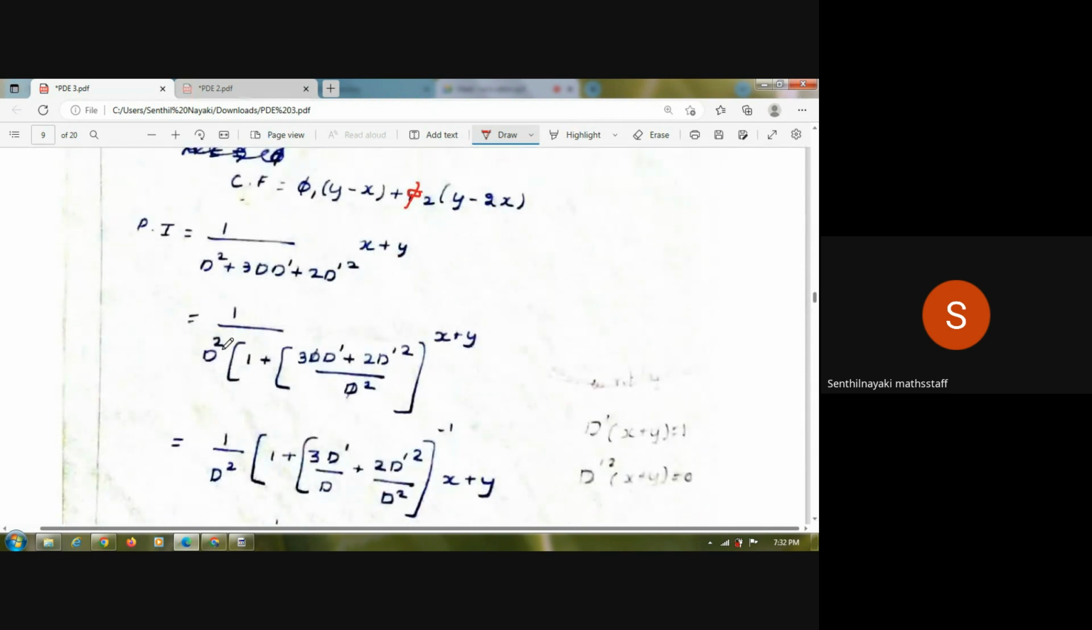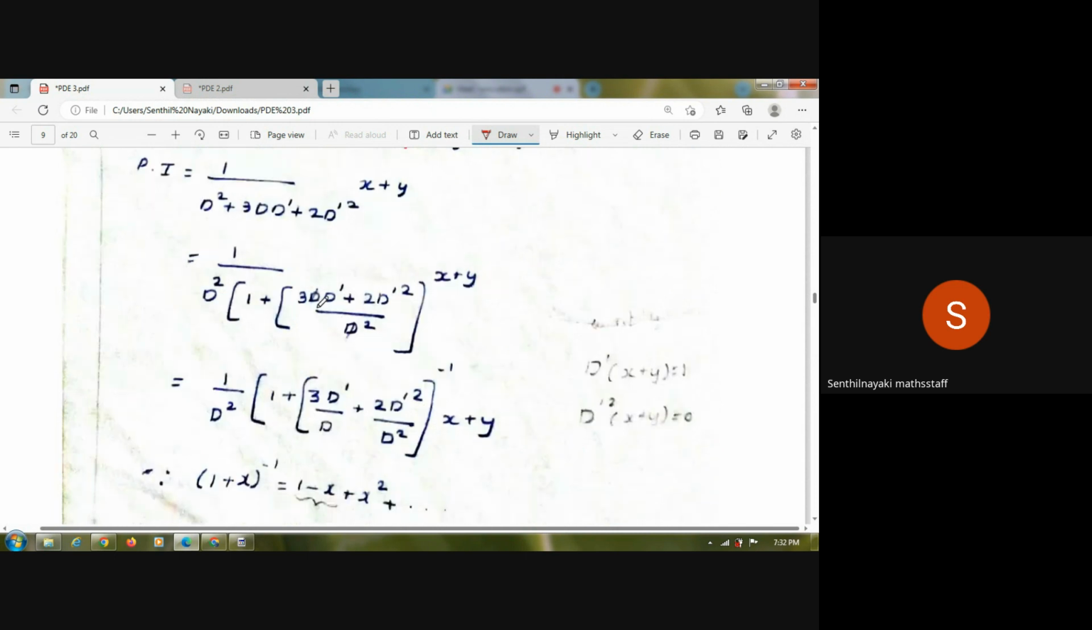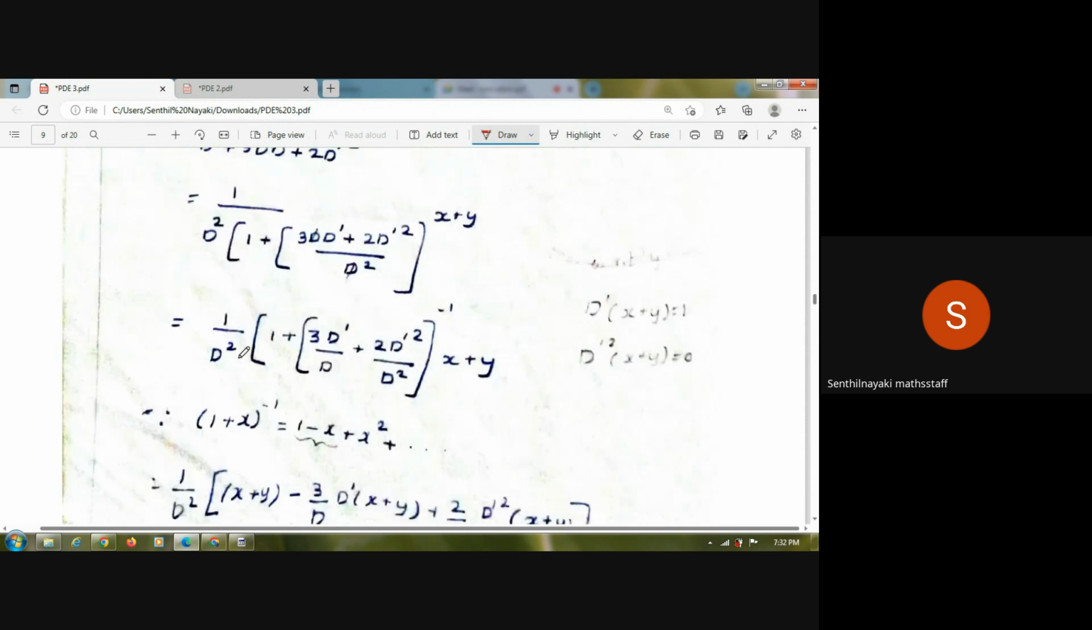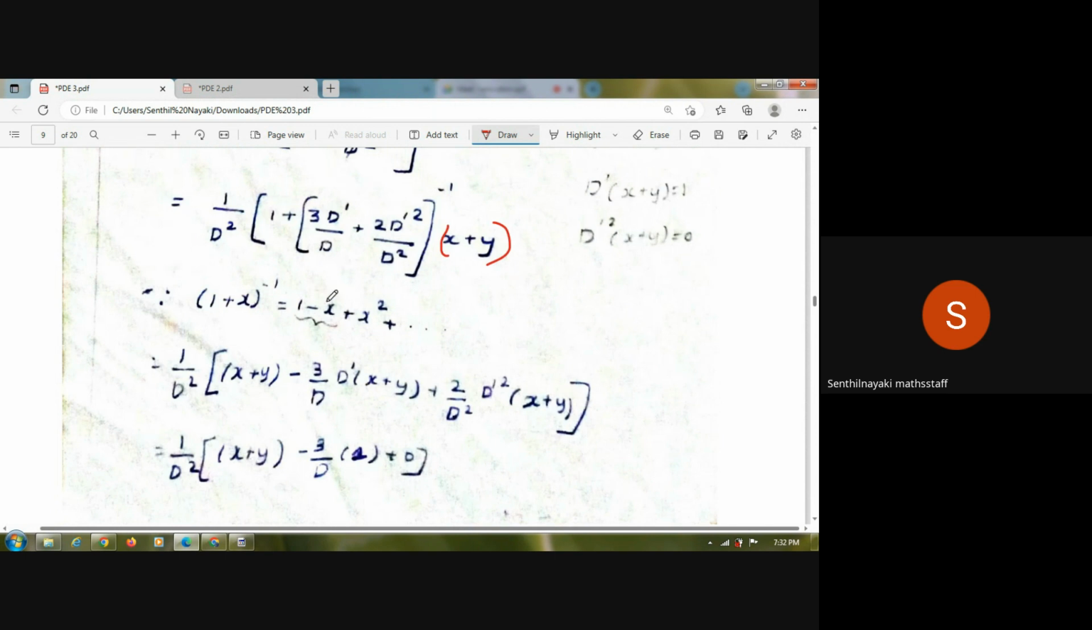So take D^2 as a common term in order to change the denominator as either 1 plus or 1 minus. So D^2 means 1 plus 3DD' plus 2D'^2 by D^2, D gets cancelled. So we get 1 by D^2 into 1 plus 3D' by D plus 2D'^2 by D^2 into x plus y. So we have to expand this. The formula for this is 1 minus x plus x^2 minus x^3, like that.